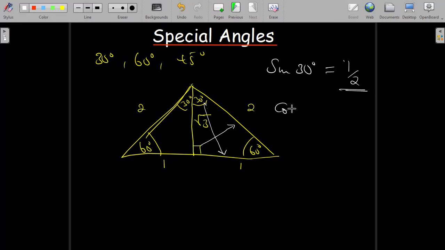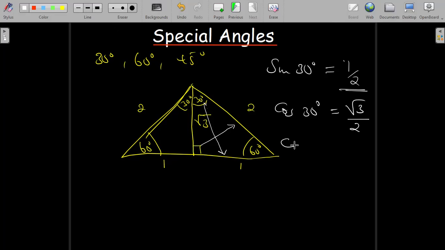So I can do the same. Cos 30 degrees, cos 30 is the adjacent over hypotenuse. So my adjacent here is root 3, like that. Then my hypotenuse is 2. So this is what I get.